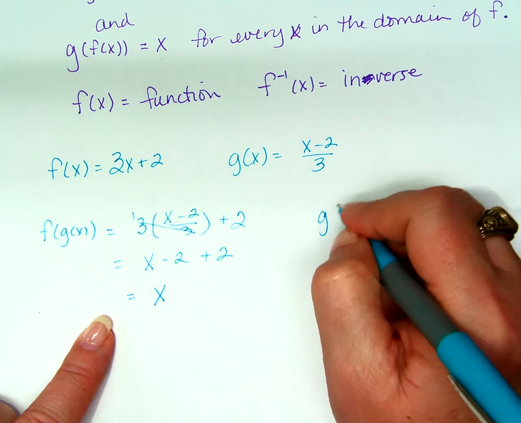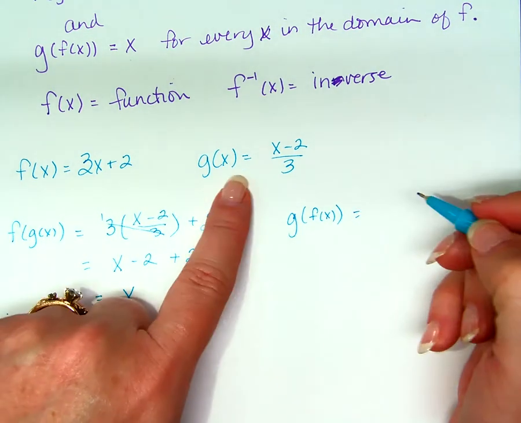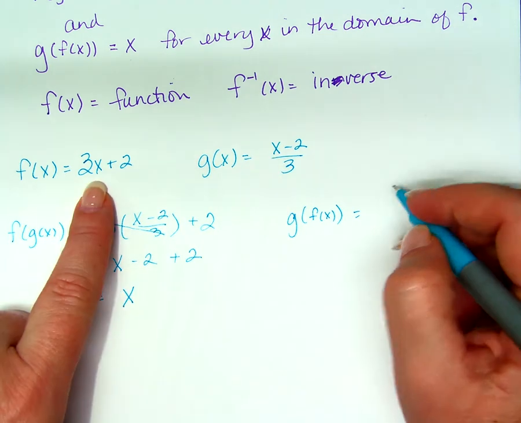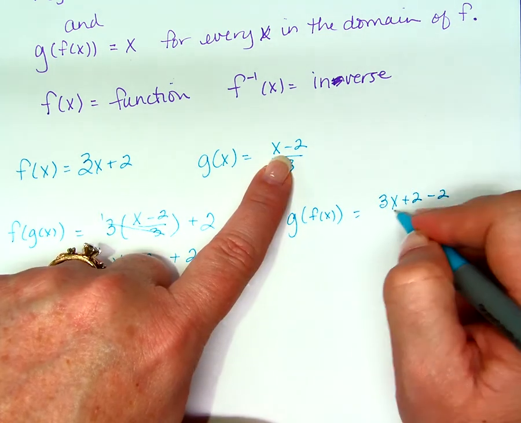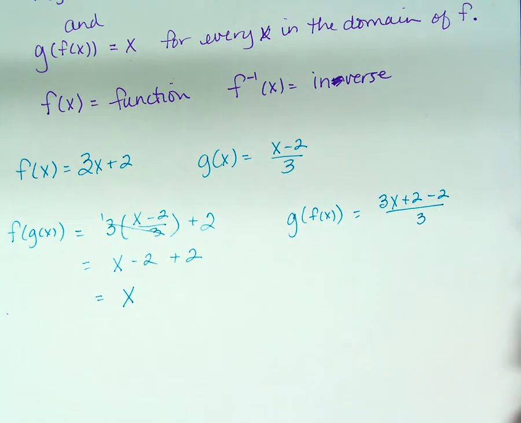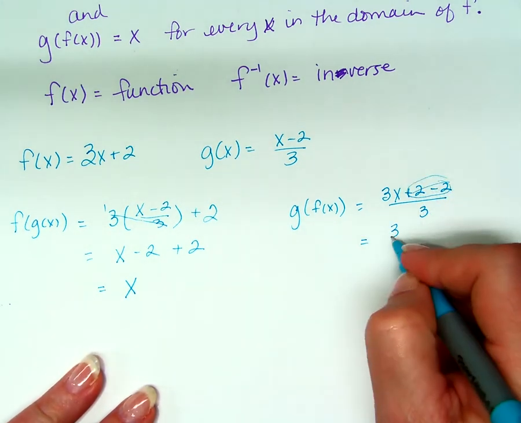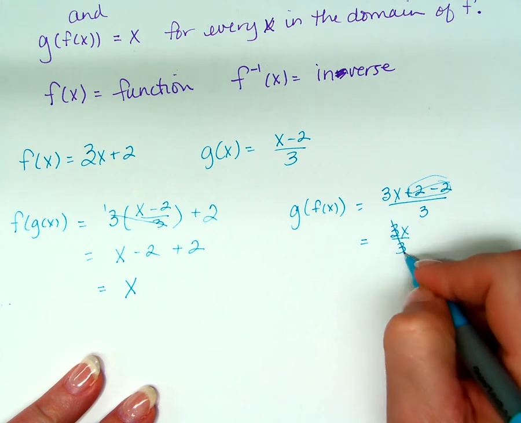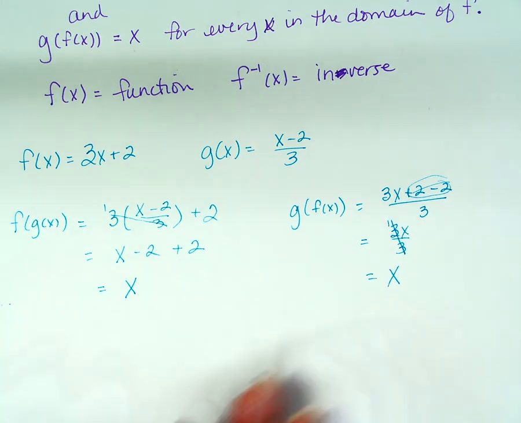When I do g of f for the same two functions, g of f of x, I start writing g, but anytime I get to an x, I write f of x. 3x plus 2, which is f of x, minus 2, over 3. Well, the 2s cancel, and I just get 3x over 3. That simplifies to 1x, perfect, which equals x. So this is the way that you verify that two functions are inverses of each other. Does that make sense?